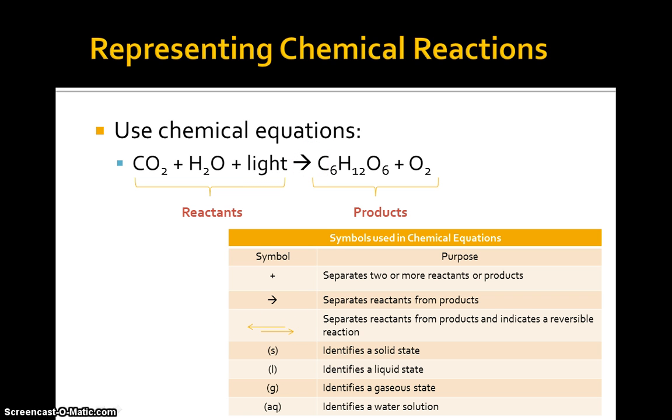And then we'll see states of matter. These are really, really important because they give us an idea as a chemist about how the atoms are interacting with each other. A small s after a substance means it's a solid. A small l means it's a liquid. A small g means it's a gas. And a small aq means it's aqueous, which means dissolved in water. These symbols are things that we will use in chemistry, and they're always going to be found in parentheses.